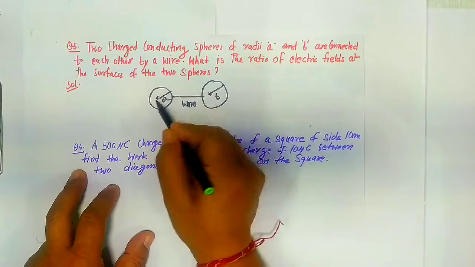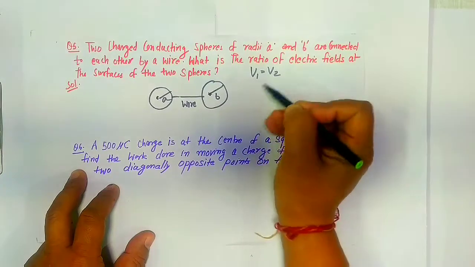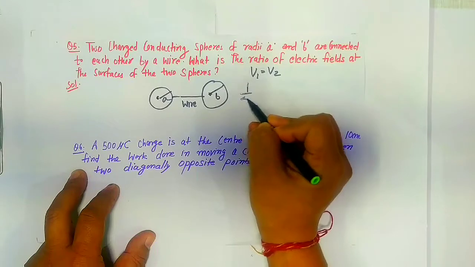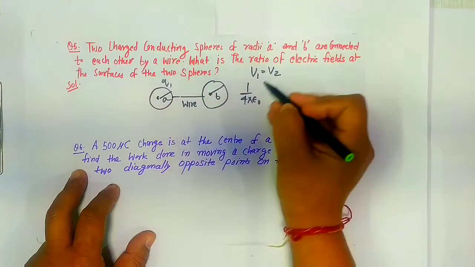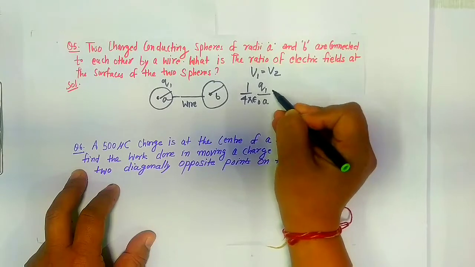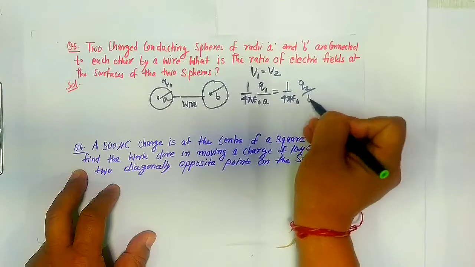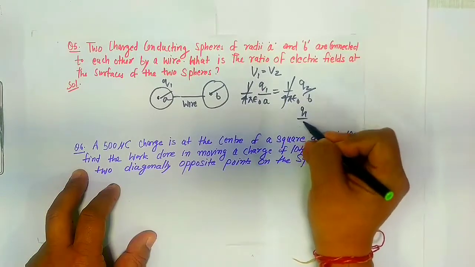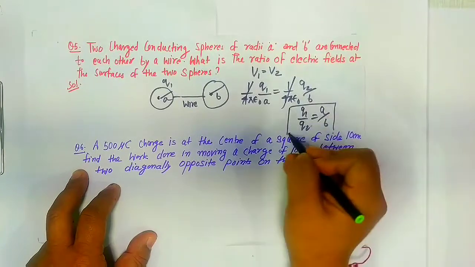All of you know that they will have the same potential. So V1 will be equal to V2. So what is V1? 1 upon 4 pi epsilon naught, say the charge on this is Q1, so Q1 by A. And what is V2? 1 upon 4 pi epsilon naught, Q2 by B. So this will be a relation. You will get it from here. Q1 by Q2 is equal to A by B. You got the ratio of the charges.